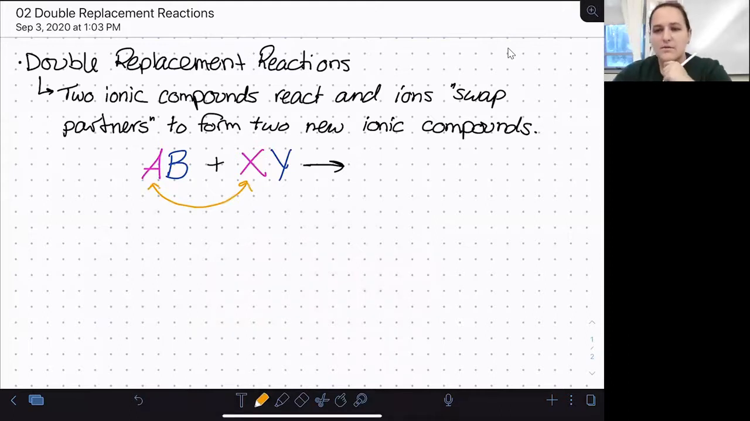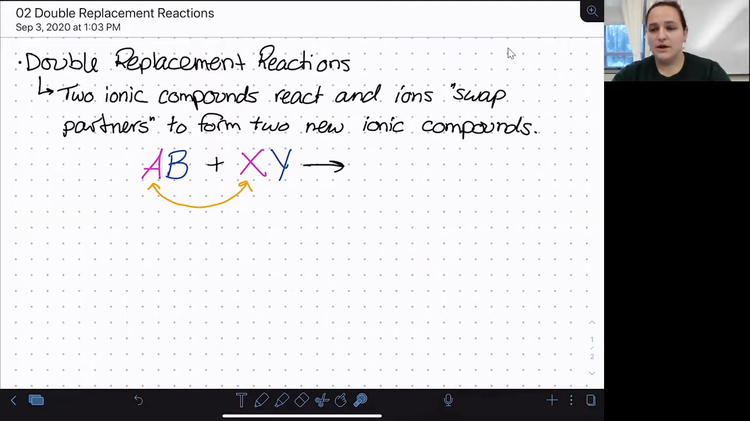One thing to keep in mind is that for something to be a valid ionic compound, it has to have a cation and an anion. You cannot have two cations together. You cannot have two anions together. So the way I've color-coded this, the pink ones, A and X, are my cations. We know that the cation is usually written first in the formula. And the blue ones, B and Y, are my anions.